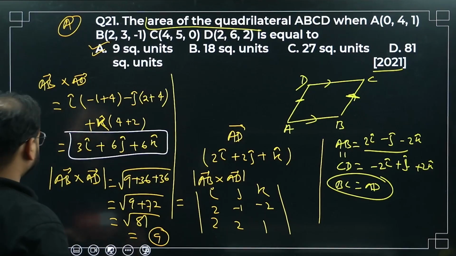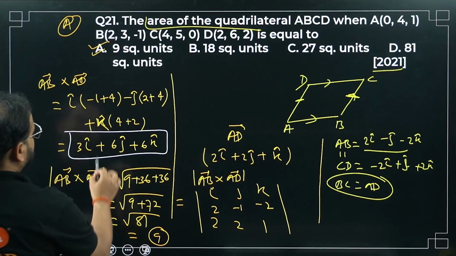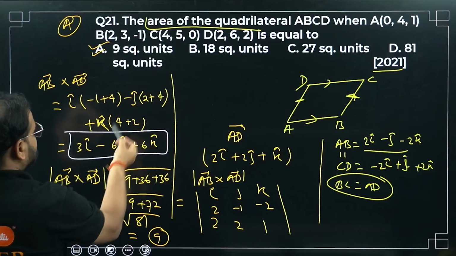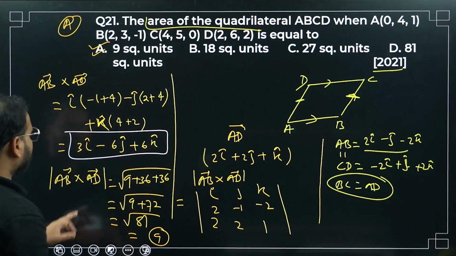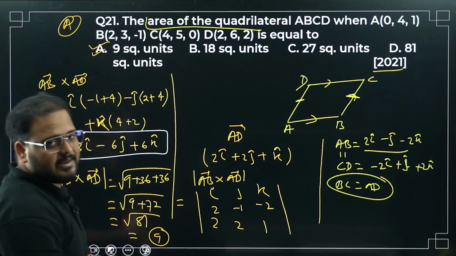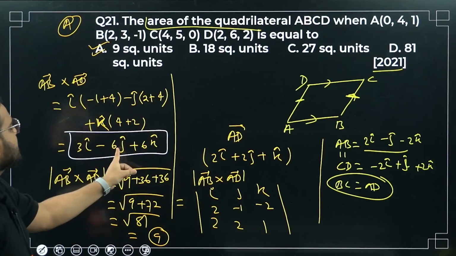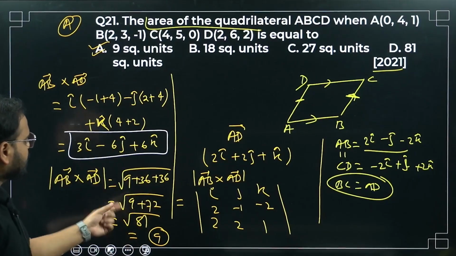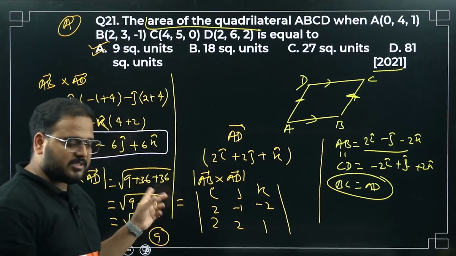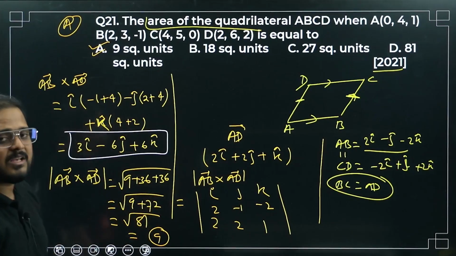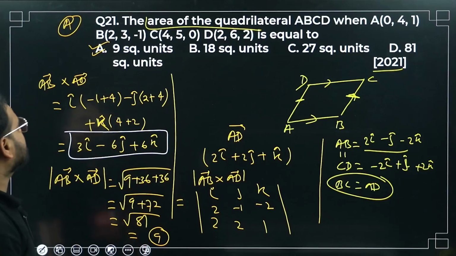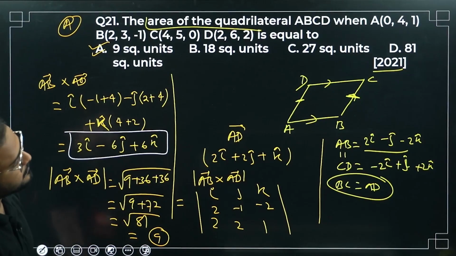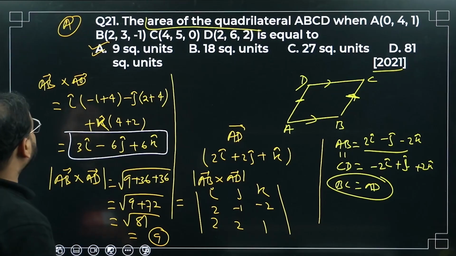Okay, 1 second. This is not plus, this is minus. 6 minus 6j cap. But it doesn't matter because we are looking for magnitude, but let's not write anything incorrect. So 2 plus 4 is 6, so minus 6j cap and plus 6k cap. Getting the magnitude as 9 plus 36 plus 36 in the root, which is root 81. Answer is 9. Option number A is the correct answer. Great. Now question number 21 is done.